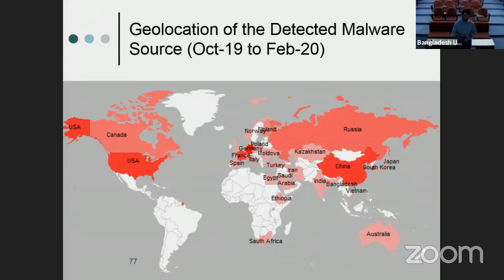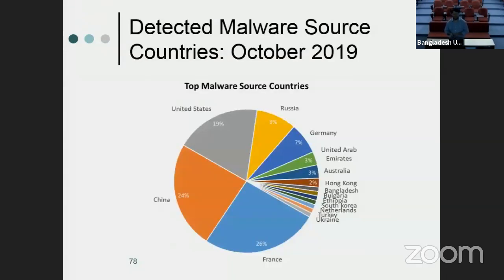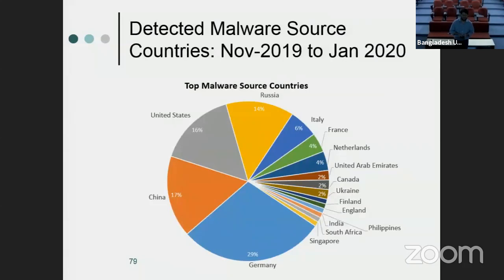If I look at the actual data, the majority of the attacks are coming from 4 or 5 countries. In our scenario, in October, we saw France, China, the US, and Russia. They had almost 70 to 80% of the traffic coming in, and other countries had a very small amount of data. From November to January, we see similar trends. Germany increased as an attacker, but we see China, Russia, and the United States in the list as well.